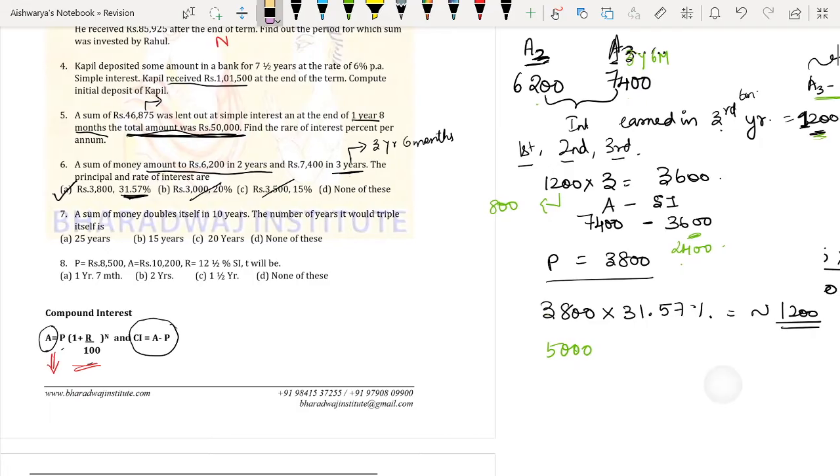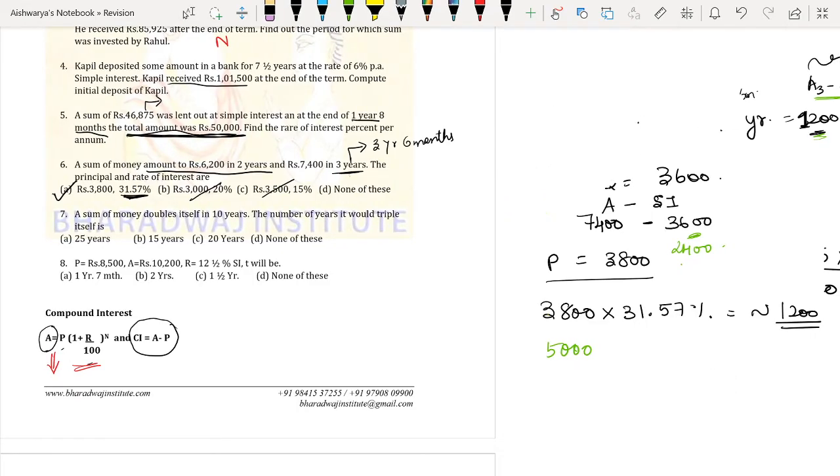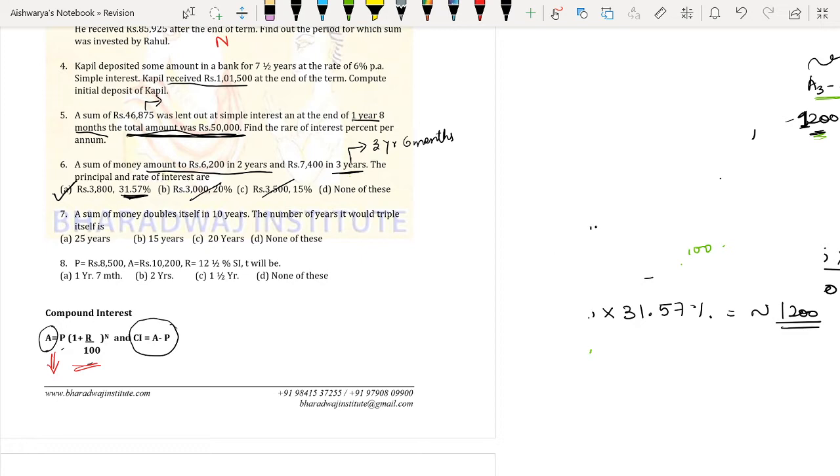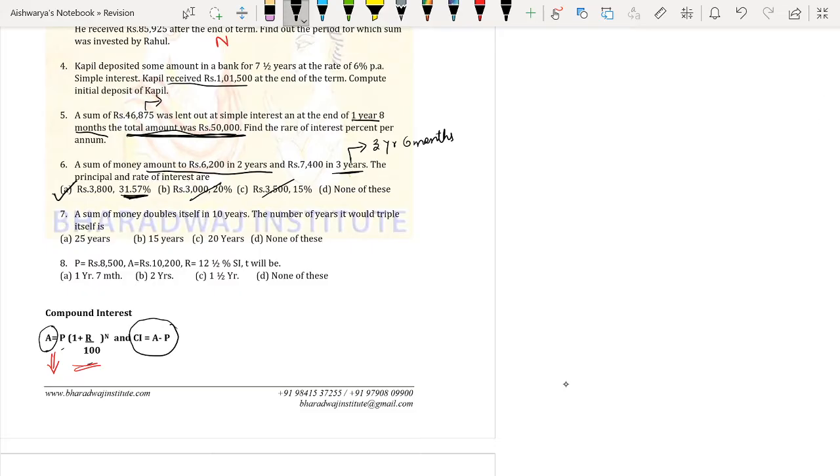Next question. Sum of money, you've already read it, I think. Sum of money doubles itself in 10 years. The number of years it will triple itself. This is also very commonly asked, and again nothing is mentioned, so you assume it to be simple interest. So let's say a sum of money we don't know, 100 becomes 200. In how many years time? In 10 years time.